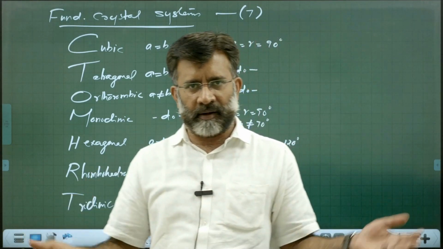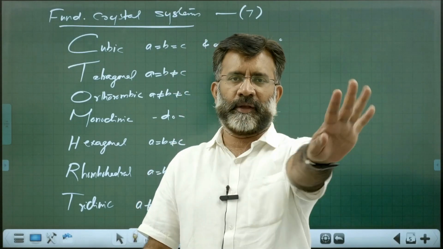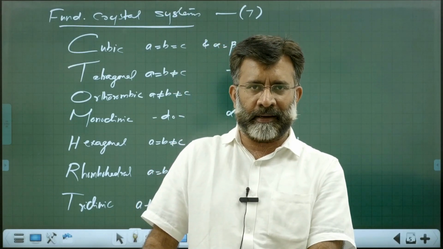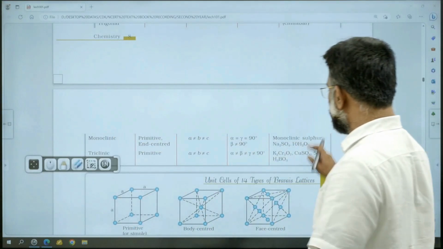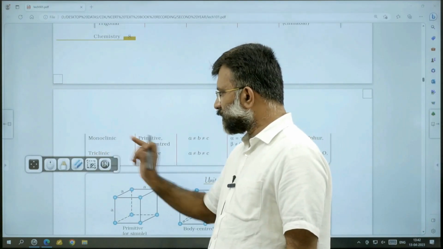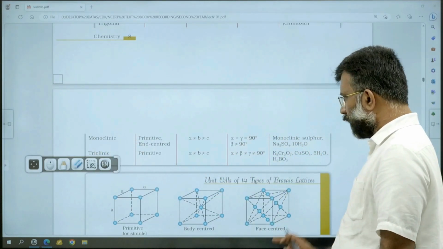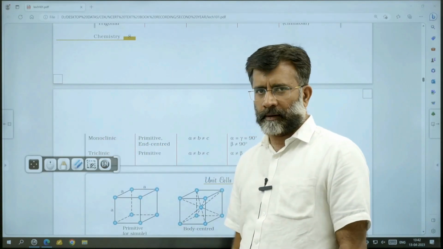A, B, C are different. Alpha, beta, gamma are different. Not equal to 90 degree. The most unsymmetrical crystal system. Remember, you need to memorize the examples including all examples. For example, potassium dichromate. You must remember it is triclinic system. Blue vitriol, it belongs to triclinic system. Boric acid, it belongs to triclinic system.